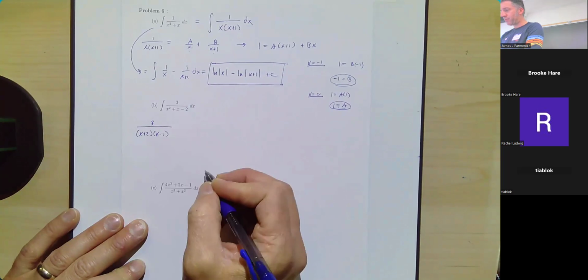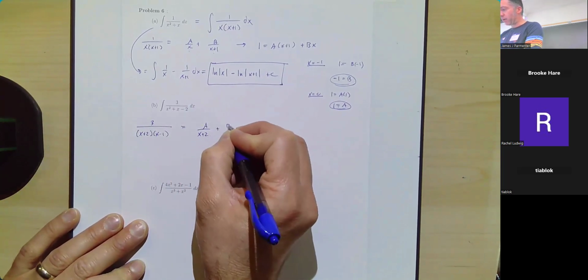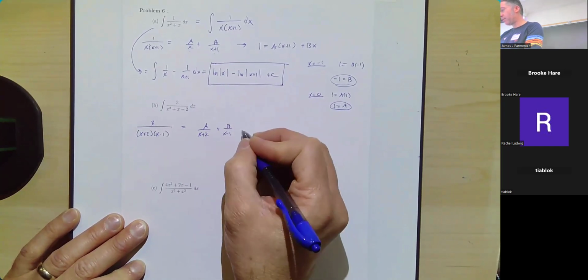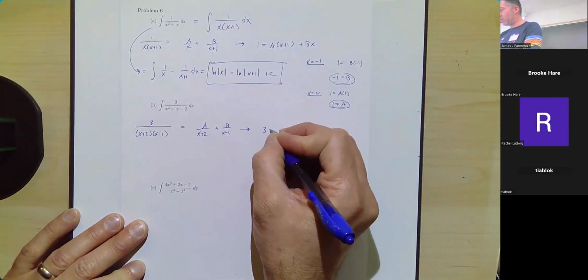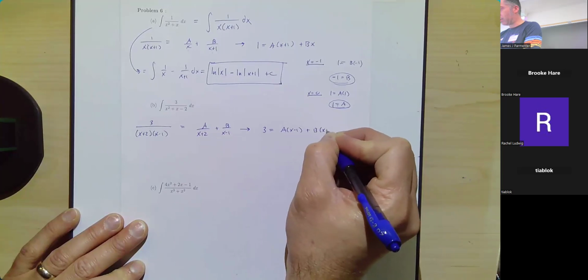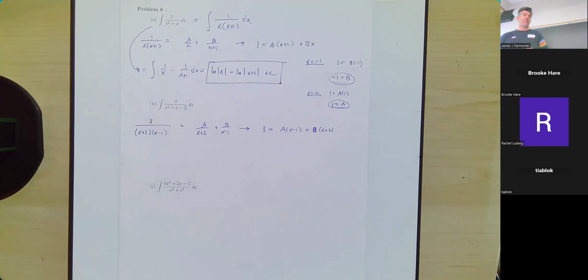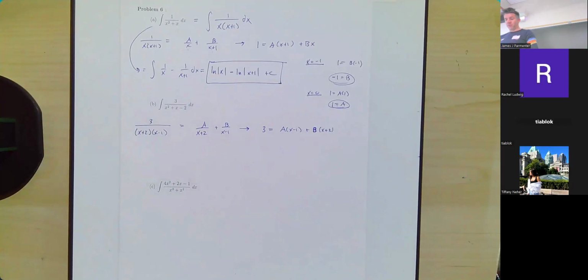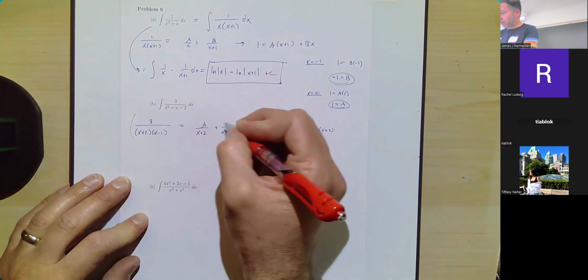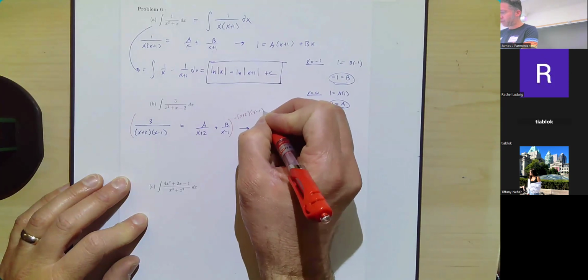All right, so here I'm hopeful that the denominator factors, it does: x plus 2 times x minus 1. That's going to be a over x plus 2 plus b over x minus 1. We're going to rewrite this as 3 equal to a times x minus 1 plus b times x plus 2. I'm not showing the step of multiplying both sides by the common denominator, mostly because I don't have enough room on this page to do it. But that's what we're doing. We're multiplying both sides by the common denominator x plus 2 times x minus 1.